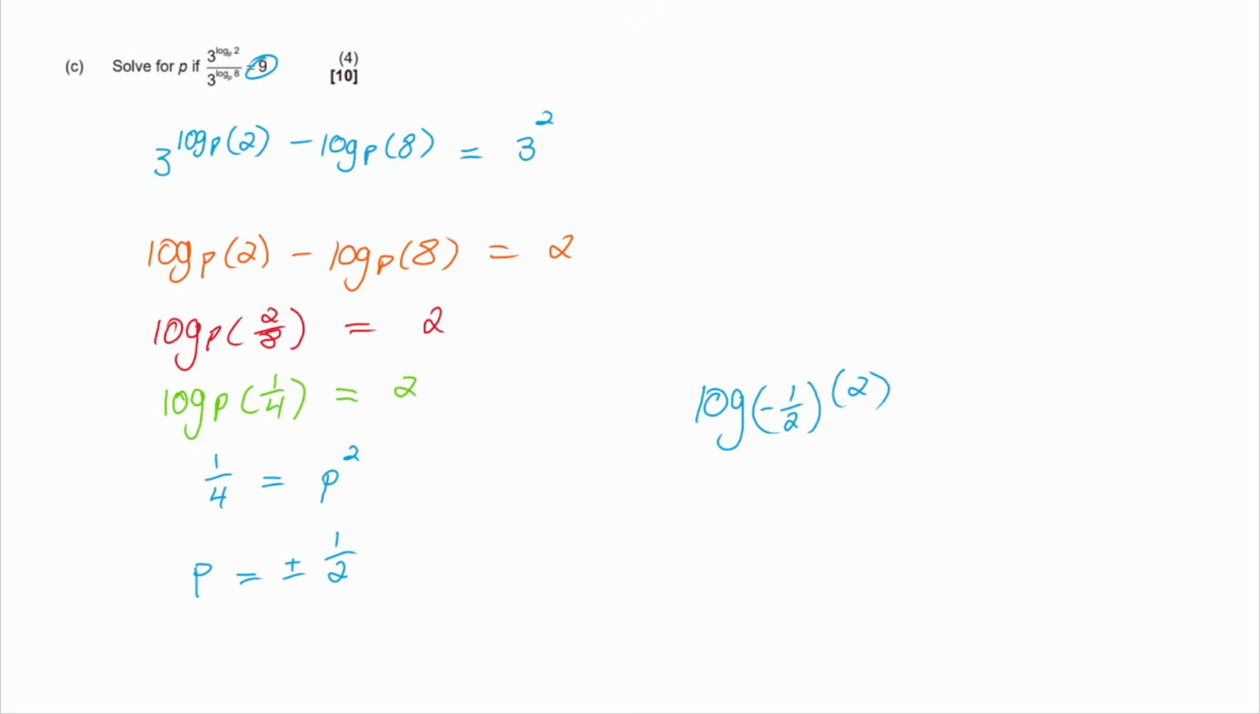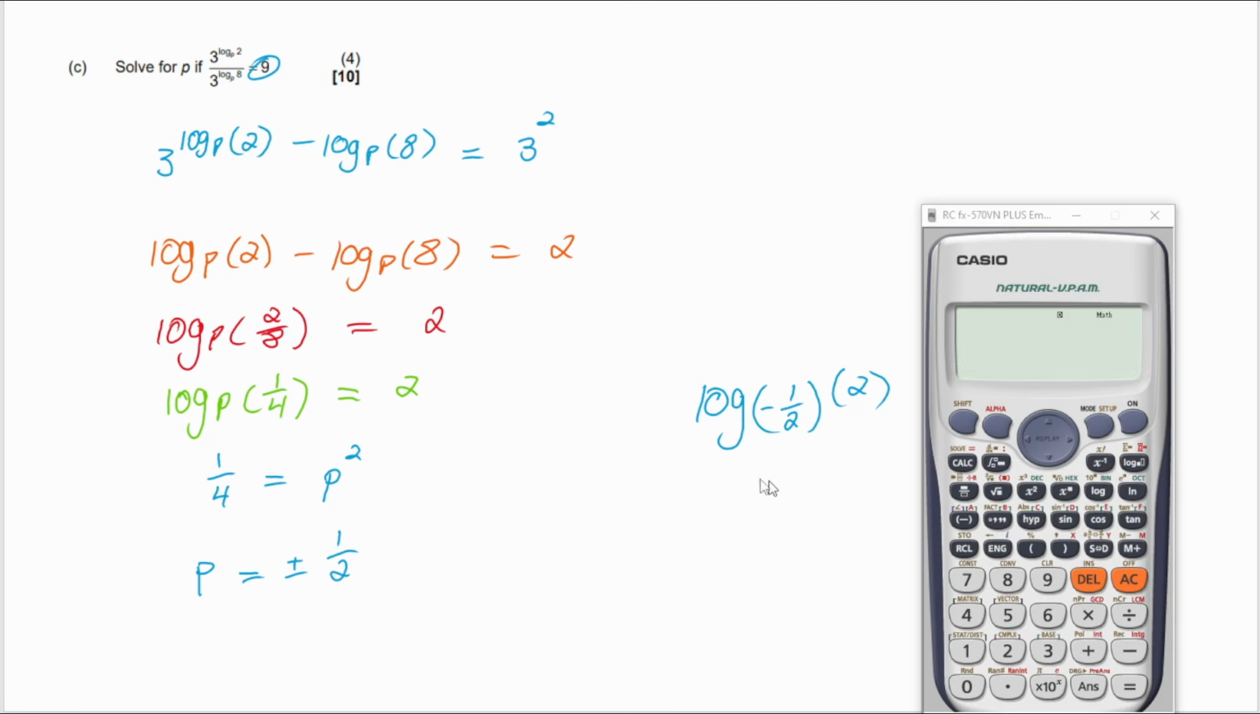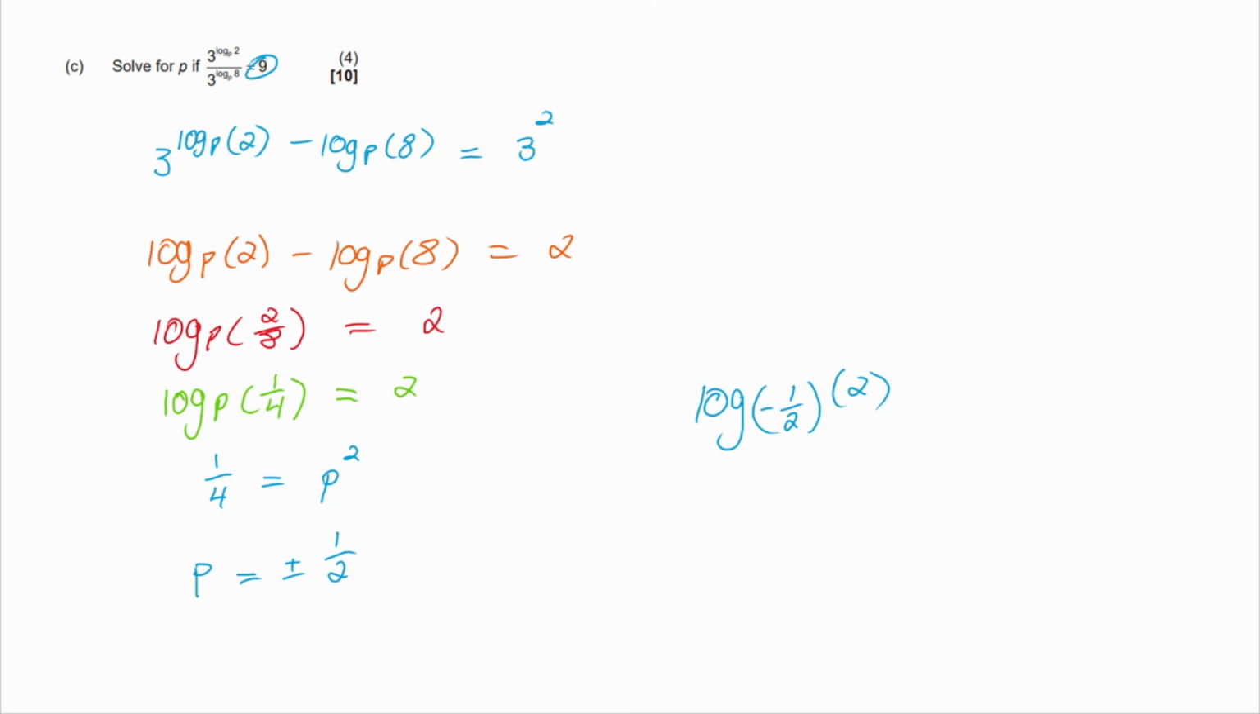Let's move over to calculator view. If I do log of 2 with a base of negative 1 over 2, you see I can't do this. This is a math error. So you can't have a negative base. One of these answers is not allowed, it's not valid. So therefore p is equal to a half.